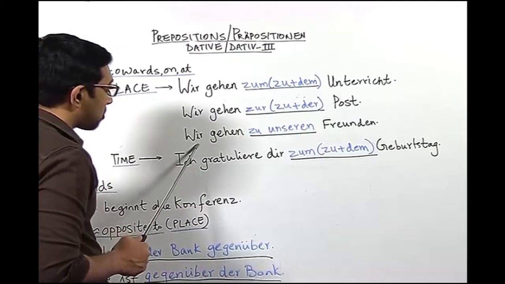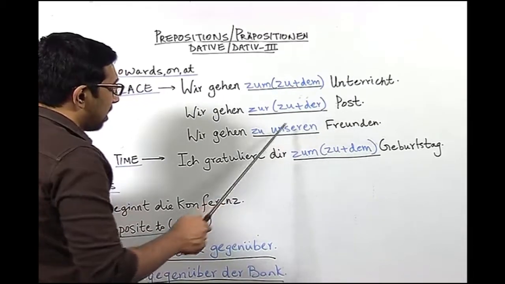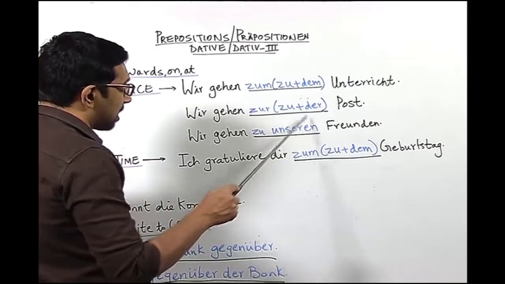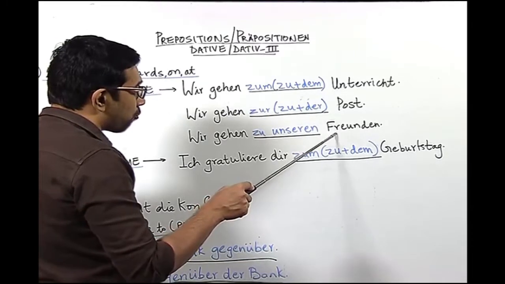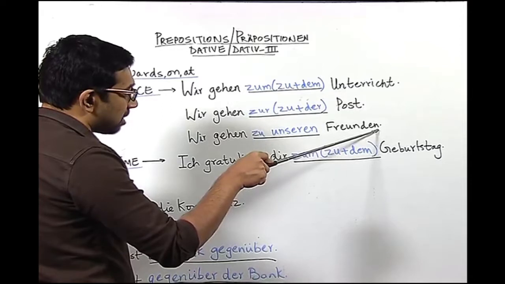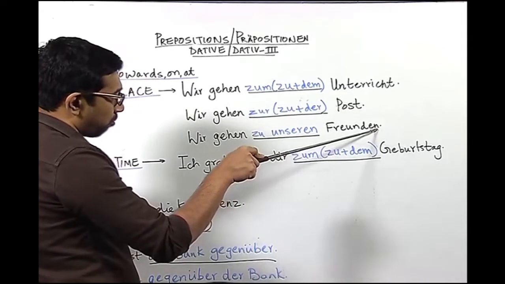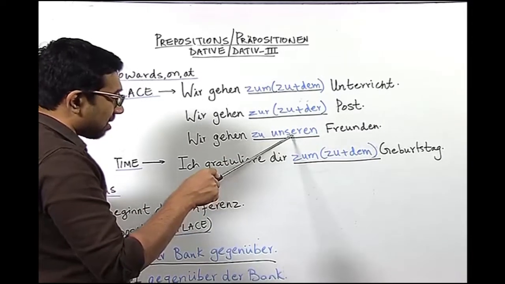Now, in this sentence, wir gehen zu unseren Freunden. Here we are not combining it with any article. We have the possessive article here, which is in dative. Freunden is the plural form of Freunde. Freunden is here in dative, as you can see from the ending n, which is for the dative plural, and the possessive article unsere becomes unseren.